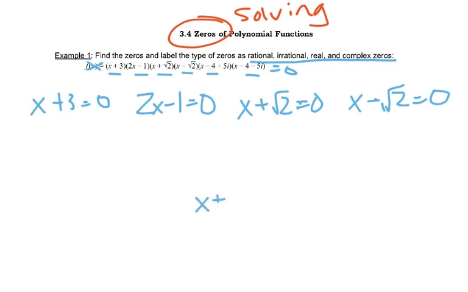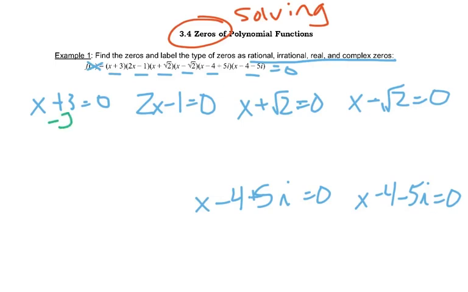x minus 4 plus 5i equals 0, and x minus 4 minus 5i equals 0. So in each case, we need to get x by itself. So we'll subtract 3 from the first one, and that tells me that x equals negative 3 is one answer.